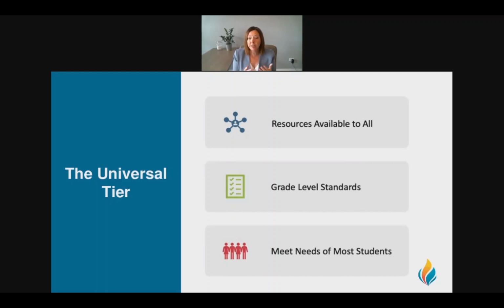And we really expect that our universal tier resources are going to meet the needs of most students. So when you think about that MTSS pyramid, or you think about the universal tier, really be thinking about resources first, as opposed to students, and those resources that we have available to all students. And so all students access things within the universal tier and the resources within that universal tier. So that could include the teachers, the time, the instructional strategies, curricular materials. And so all of those things that are available to all students are the universal tier.